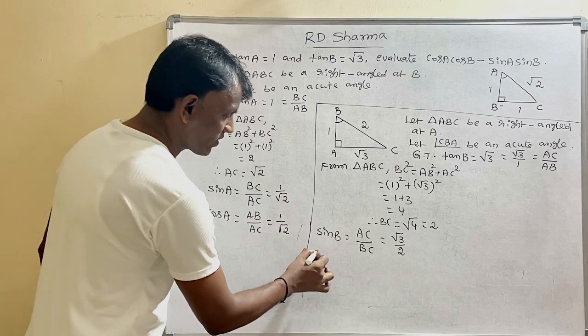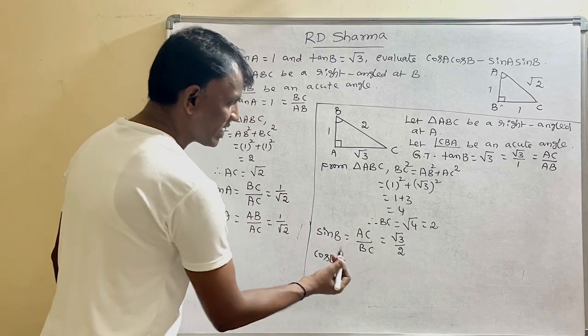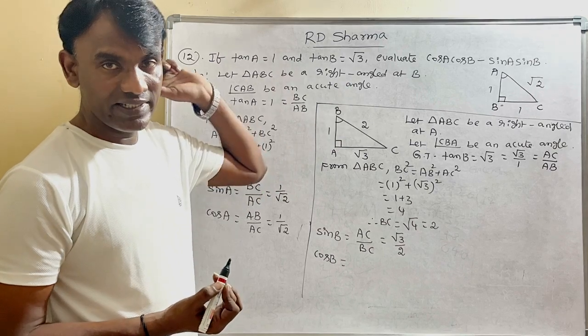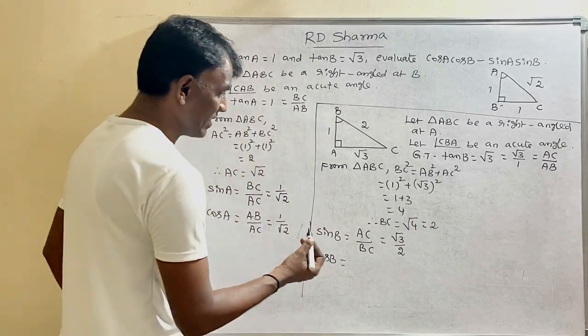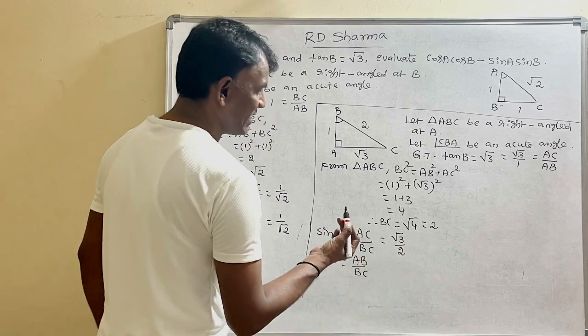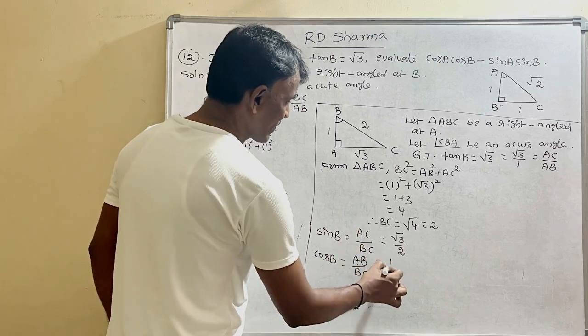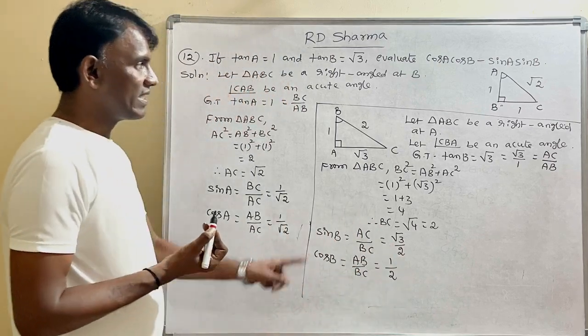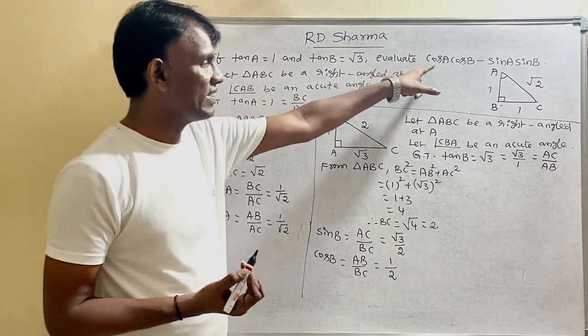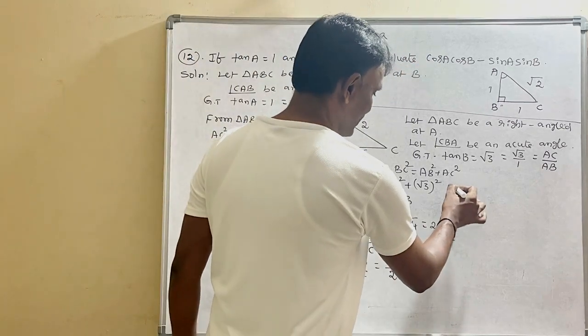And we write cos B. So cos B means, what is the meaning of cos? Adjacent side divided by hypotenuse. What is that adjacent side? AB. So just write here AB and the same denominator value BC. Now AB value is 1, BC value is 2. So these are the 4 values. And by using these 4 values, we find this one. So now I am writing here.